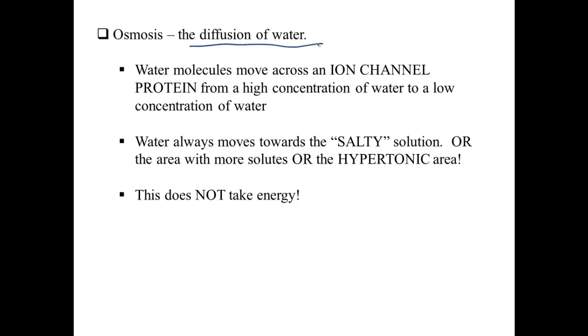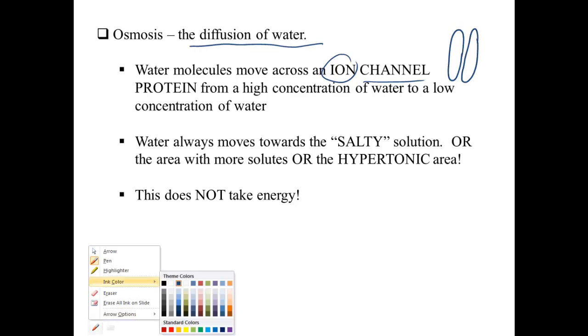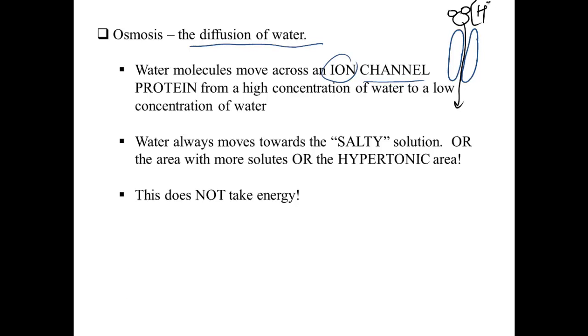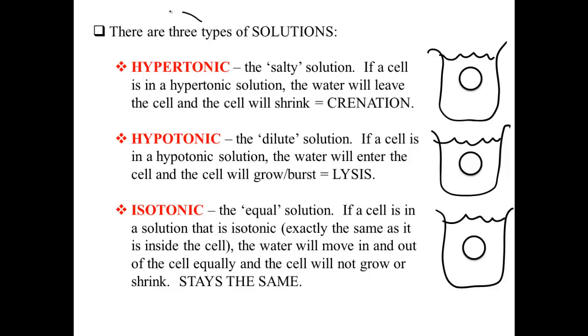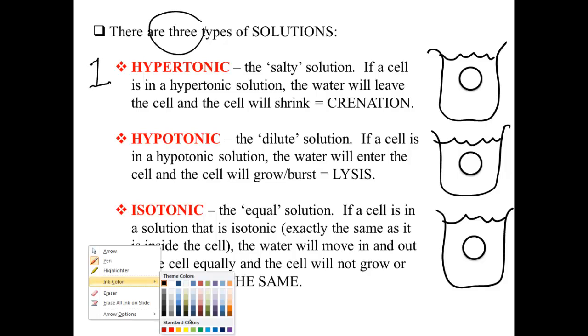The second thing we learned in our last screencast was about osmosis. Osmosis is the diffusion of water. It requires an ion channel because of course water is polar, so it can't go across the fat layer. And of course water moves from where there's a high concentration of water to where there's a low concentration of water. And there's a low concentration of water wherever it's salty. So water always moves towards the salty solution, or you could say towards the area with more solutes, or towards the hypertonic area. This does not take any energy, and we talked about three different types of solutions last screencast.